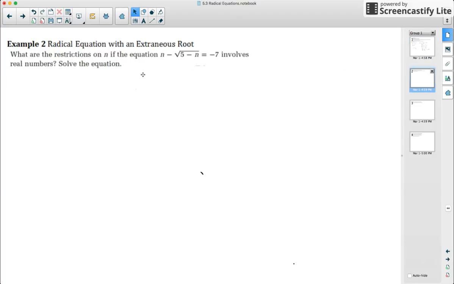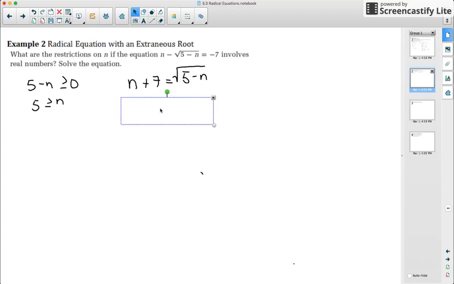Example number 2, we're going to solve for n, and this has an extraneous root, which means that one of the roots is not going to satisfy this original equation. First thing we have to do is again determine what the restriction is, and we're told that n must be less than or equal to 5. Moving through and solving this equation, we rearrange this so that the radical is isolated and so that it's a positive value. It's just easier to work with positive values.